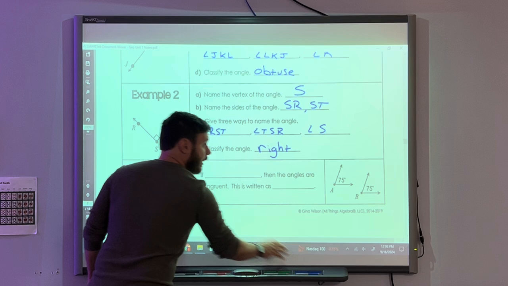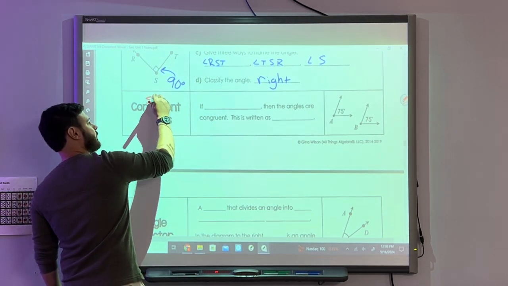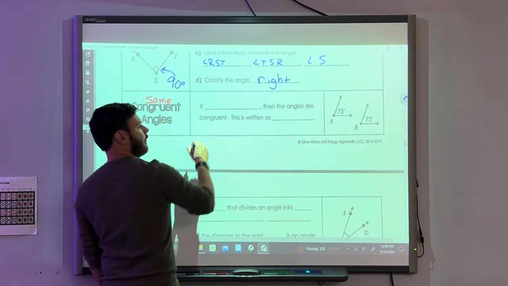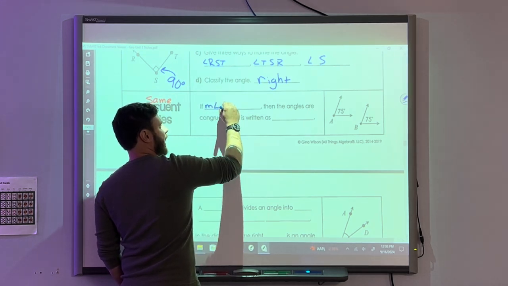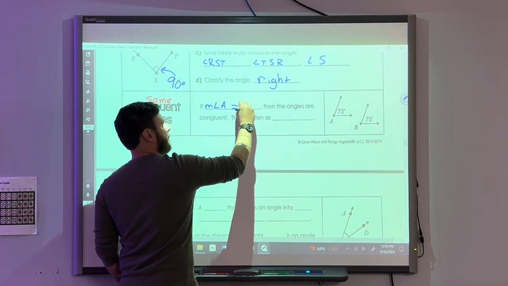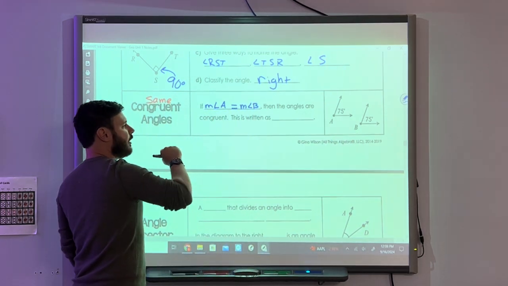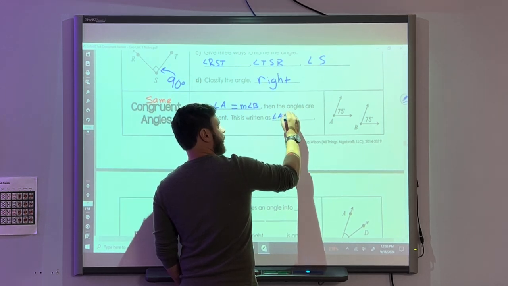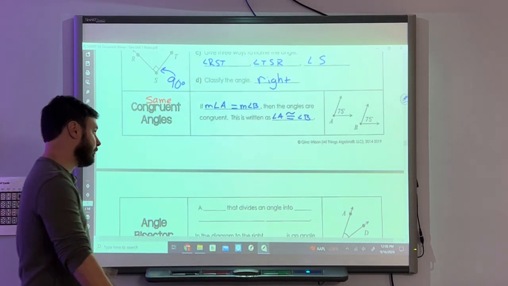All right. Now let's talk about congruent parts. Remember, congruent just means the same. So if the measure of angle A is equal to the measure of angle B, which is what I have here, 75 and 75, then we can write that as angle A is congruent to angle B. Okay, remember congruent? Same.